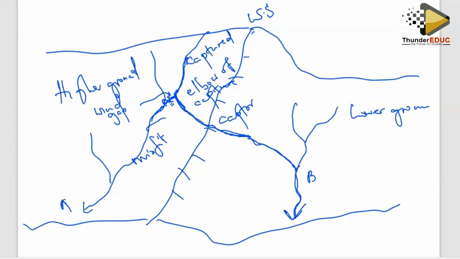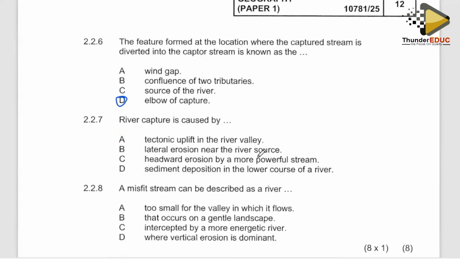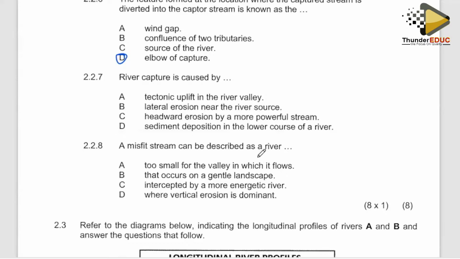We're going to have high discharge here because of this water coming from this part, which has been intercepted by this stream, benefiting mainstream B because it has managed to cut through the watershed to intercept waters from stream A. So our question is referring to the elbow of capture here, where water is diverted. The question is saying a feature formed at the location where the captured stream is diverted into the captor is known as the elbow of capture. Right. What causes river capture? Headward erosion by a more powerful stream. Don't want to waste time.